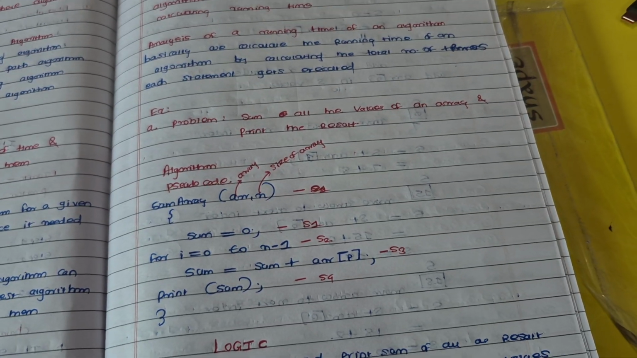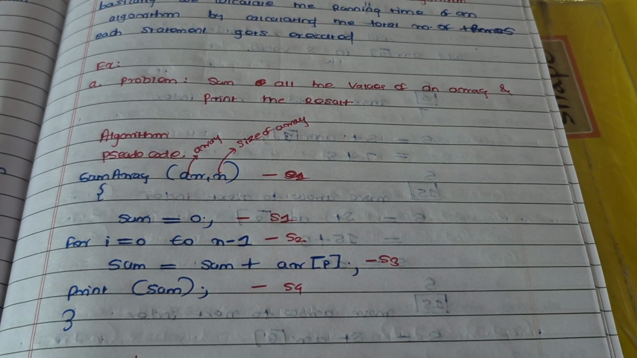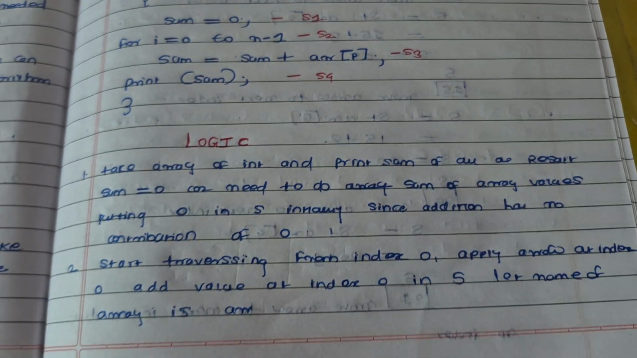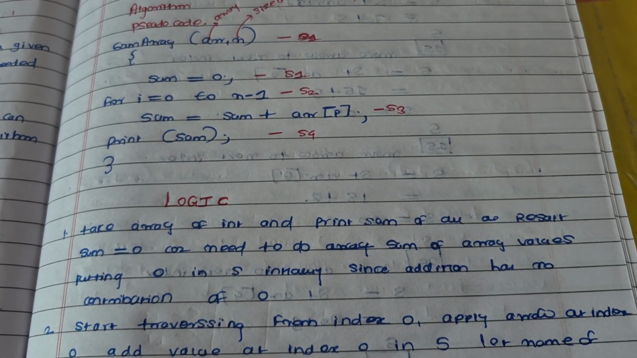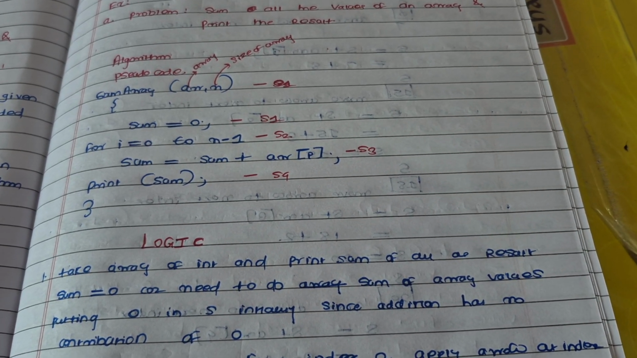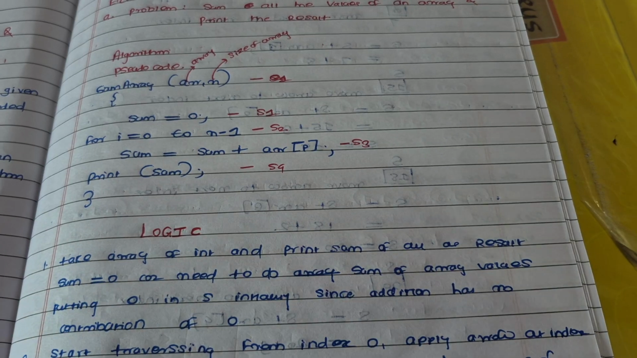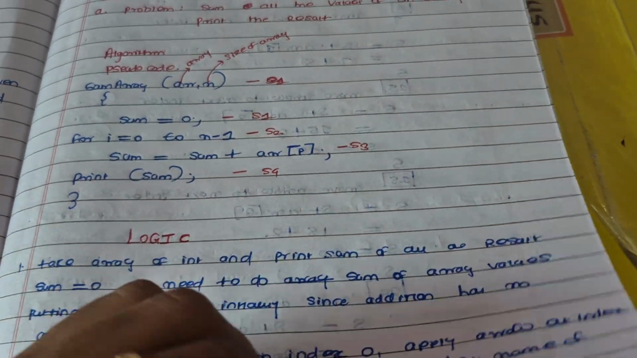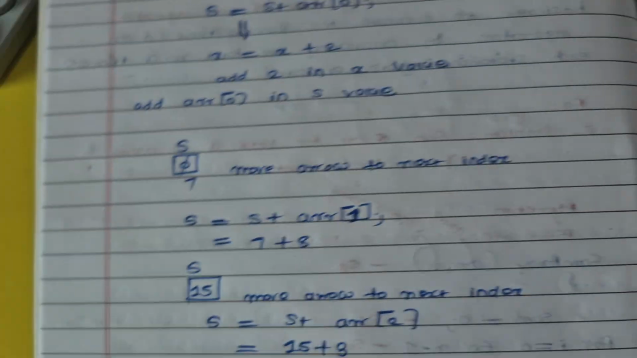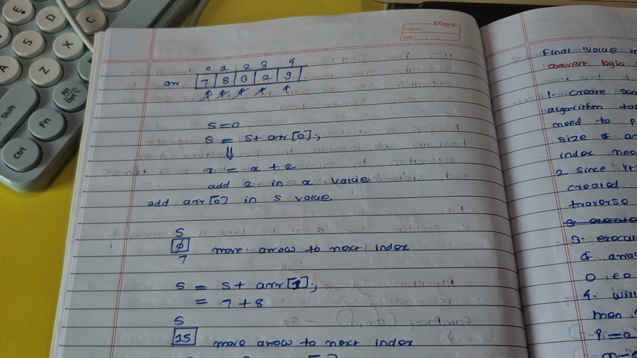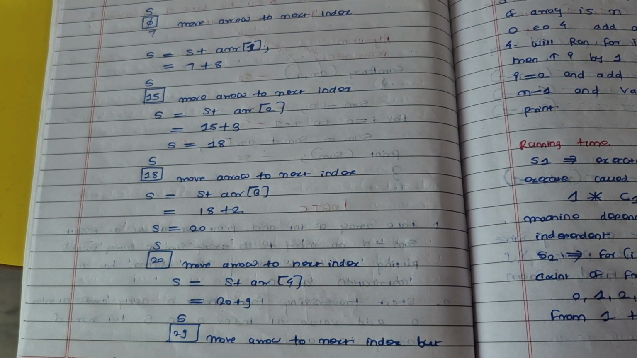Here is an example: to find the sum of all the values of an array and print the result. This is pseudo code, and I have explained the logic in detail. Basically it sums all the values present in the array and stores it in some variable, and when the index gets over we print the final result present in that variable. I have drawn the diagram also, you can see. These are the complete stepwise executions for each index, and the final value is S29, which would be printed.